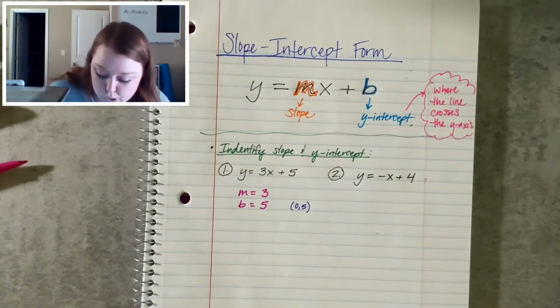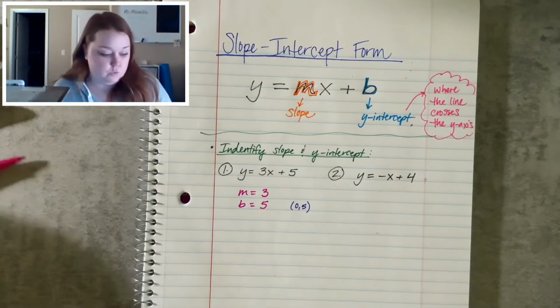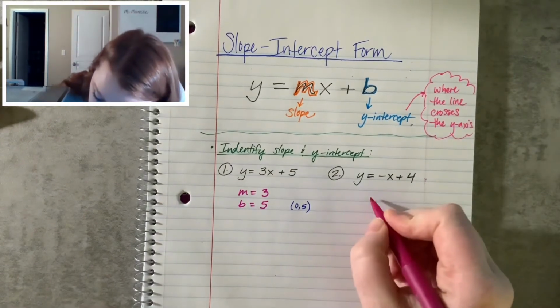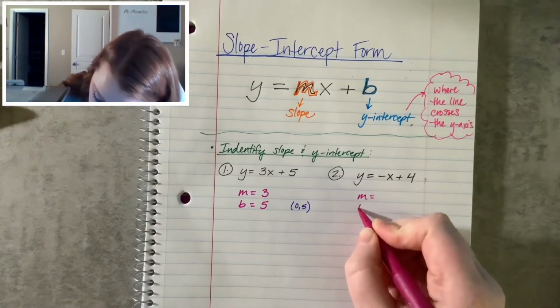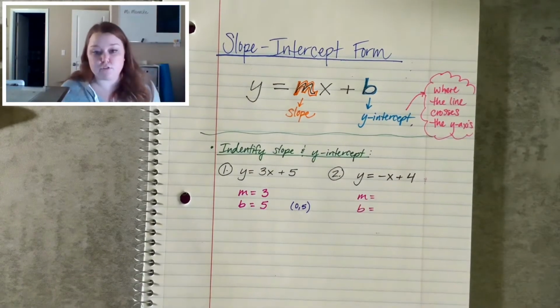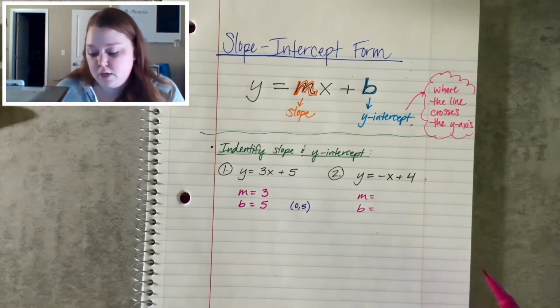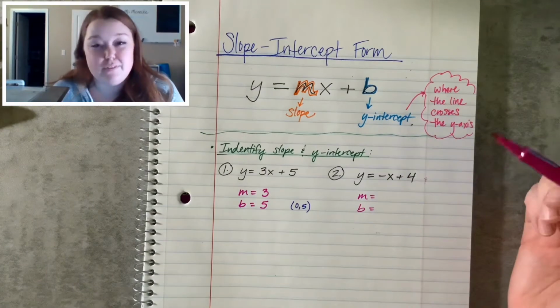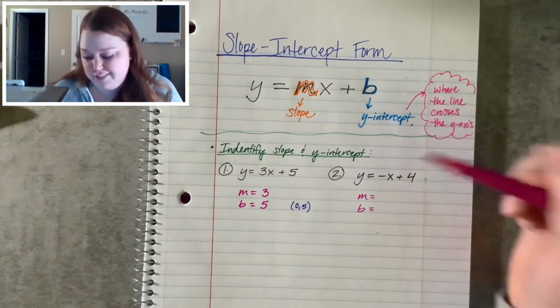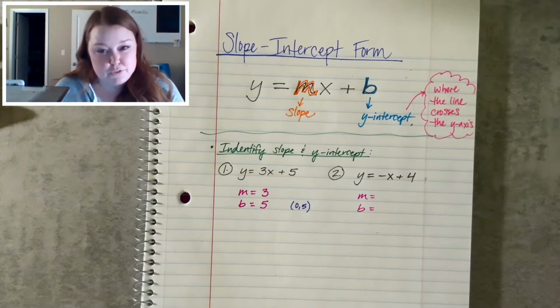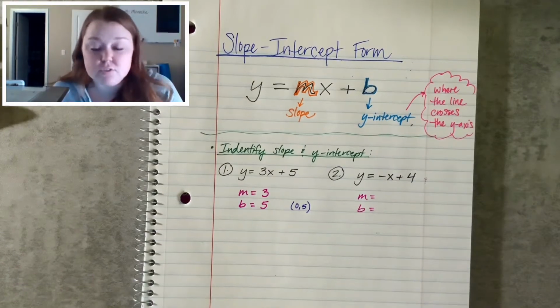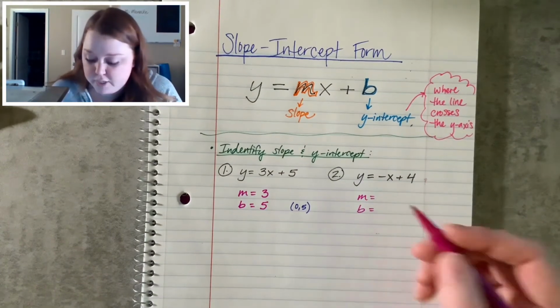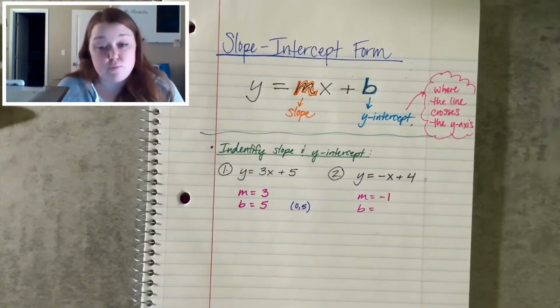Identify your slope and your y-intercept. Figure out your slope, figure out your y-intercept. Okay, so for slope, we're looking for the number attached to x. I just see a negative. So what secret number is there? A 1, but it's a negative 1. So your slope is negative 1.